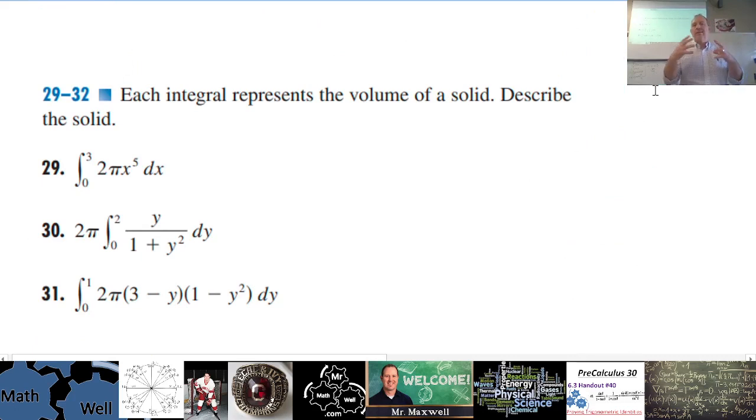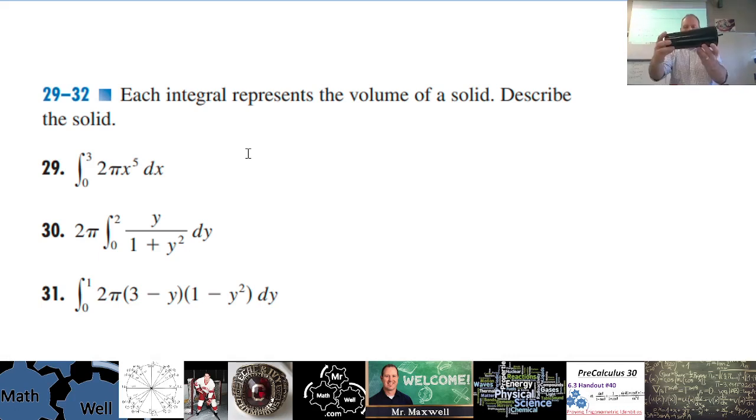Okay, now this type of question here, I want to let you think about this one for a bit. This asks, from a different perspective, each integral represents a volume of a solid. Describe what that solid looks like. So we just kind of got finished talking about the cylinder, right? If it's upright, like this, the cylinder is upright, then this is dx. The limits of integration are x in the x direction. The height is a function, y in terms of x.